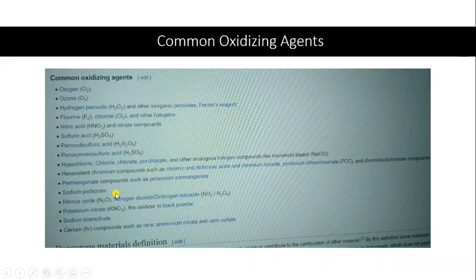Similarly, sodium perborate, nitric oxides, nitrogen dioxide, nitrogen tetroxide, potassium nitrate, and similarly sodium bismuthate, and then some of the cerium compounds like cerium ammonium nitrate and ceric sulfate. These are the common oxidizing agents that we usually deal with during organic reactions.